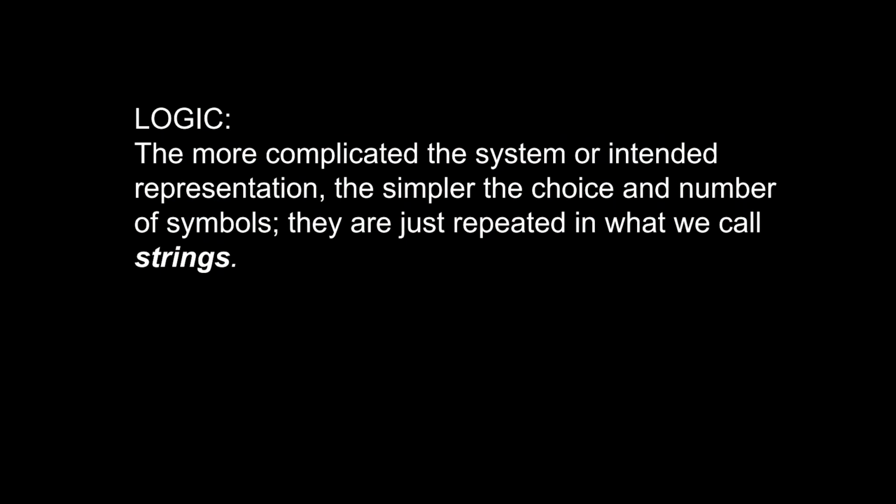The more complicated the system or the intended representation, here's how the logic goes: the simpler should be your choice and number of symbols, so that they are just repeated in what we will call strings. That modular system will contain only, I hope you guessed right, 2 symbols. It's a binary or Boolean system, which involves only 0 and 1. Therefore, for very complicated encoding or cryptography, don't be surprised. All you'll need are the 2 symbols 0 or 1, or the mod 2 system.